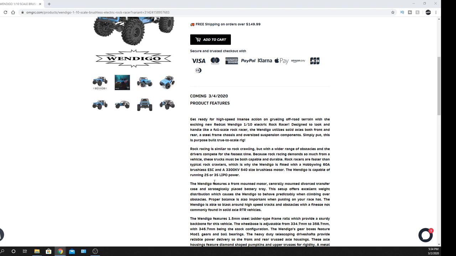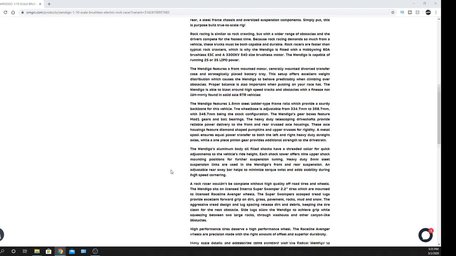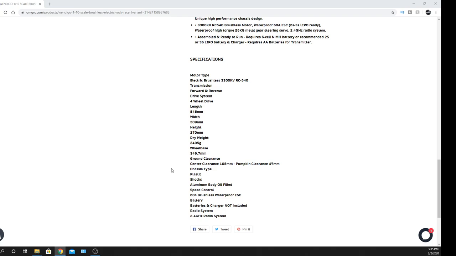But it's rocking a 3,300 kV motor. It's a 540 size brushless motor, and it does have a Hobby Wing 60 amp ESC in it, capable of 2 or 3S LiPo. It's got a 25 kilogram servo in it too. So yeah, I'll leave all the specs and everything like that in the description below.